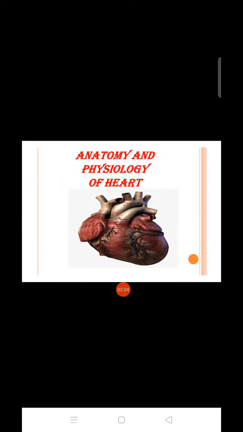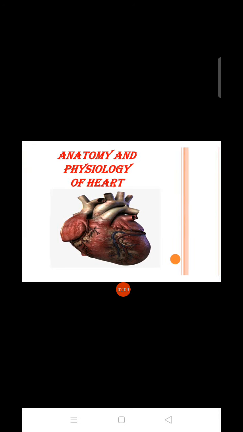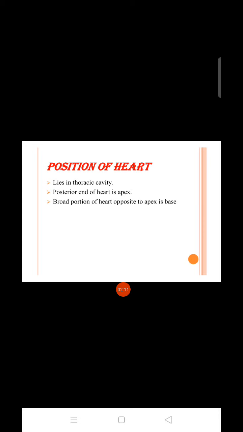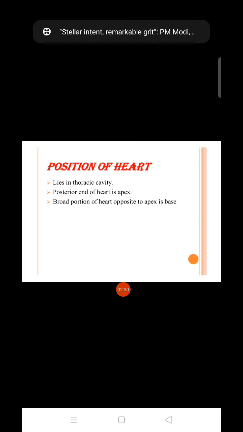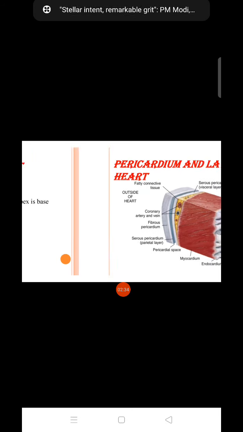Next, first we'll review the anatomy and physiology of the heart. We know the heart lies in the thoracic cavity, and the posterior end of the heart is the apex. The broad portion of the heart opposite to the apex we call the base. That is the position of the heart.